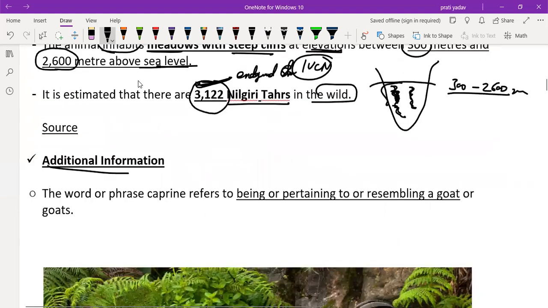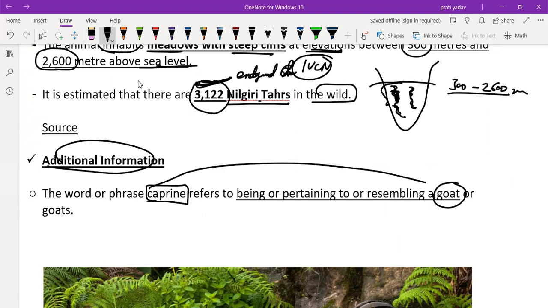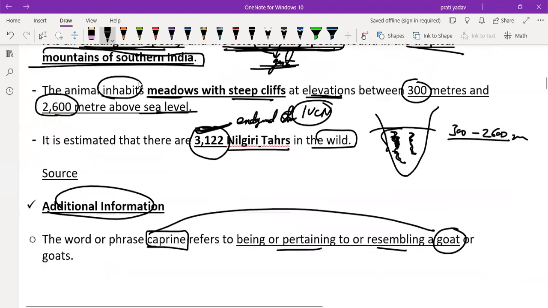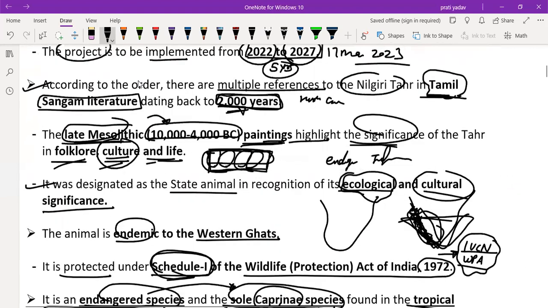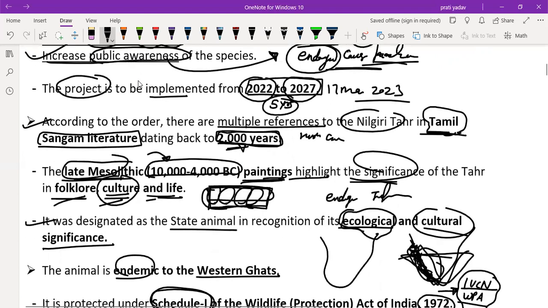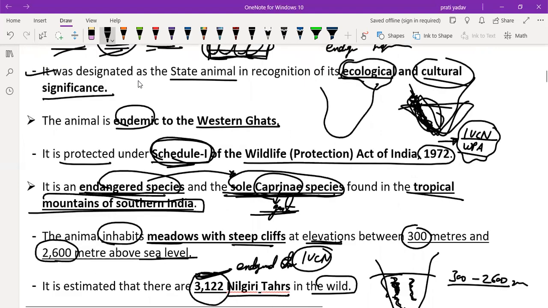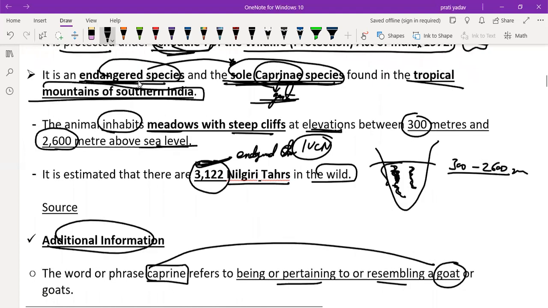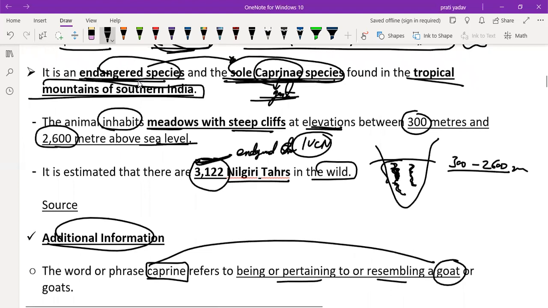And another additional piece of information is the word which I told you about. Caprine refers to being or pertaining to or resembling a goat. What is the meaning of caprine? Pertaining to, resembling, like a goat. Okay. So I hope you understand the whole idea related to Nilgiri Thar. In terms of its significance in culture, in environment, in life, in folklore, it is mentioned in Sangam literature, and in late Mesolithic painting its mention is there. They are endemic to the Western Ghats, living in the tropical mountains of southern India and inhabit meadows with steep cliffs which range from 300 to 2,600 meters above sea level, and the population living in the wild is about 3,120.